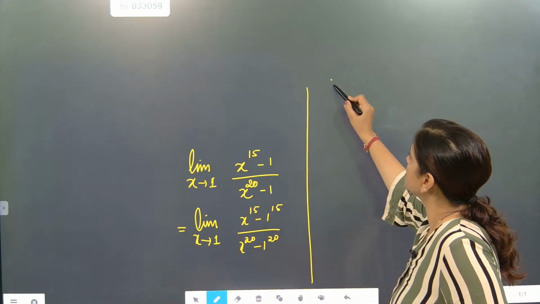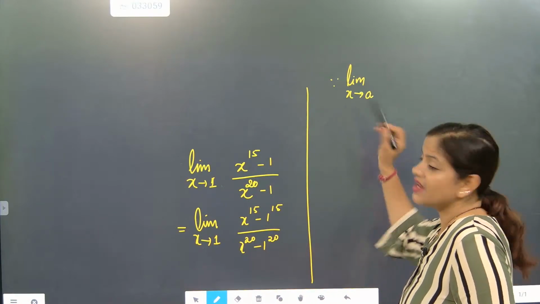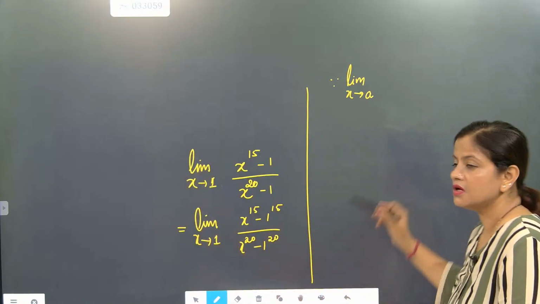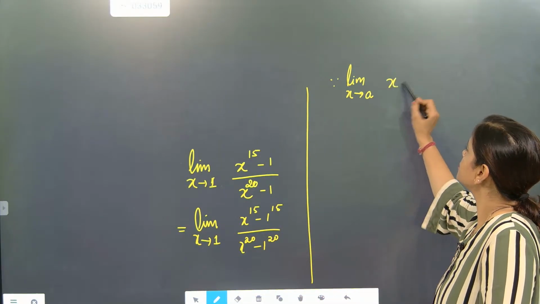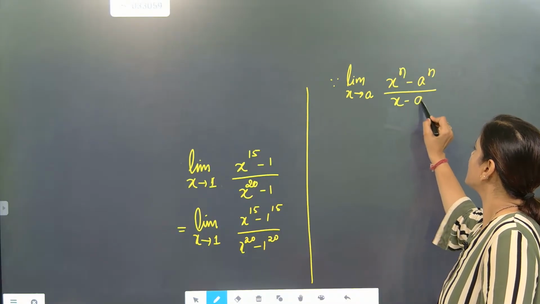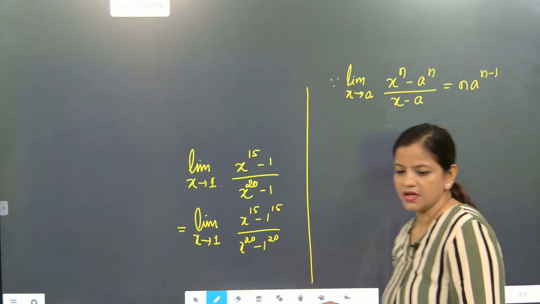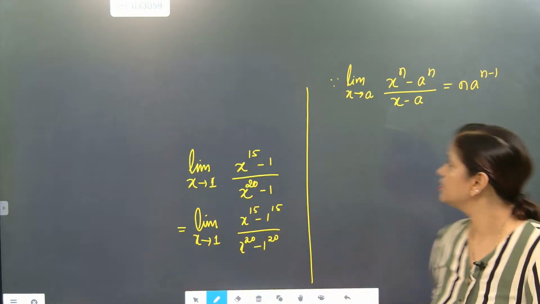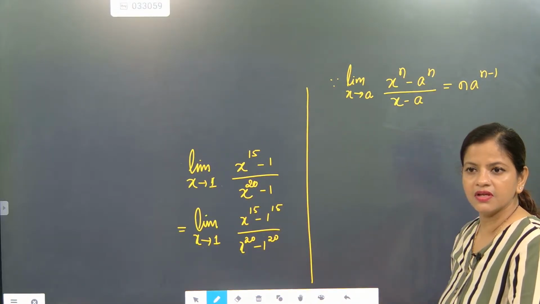Our formula was, since we know that limit x tends to a, you remember this one first. What is that, Nishika? Limit x tends to a, x to the power n minus a to the power n by x minus a is equal to n a to the power n minus 1. Very good, Sujata. So what answer will be coming here? N a to the power n minus 1.